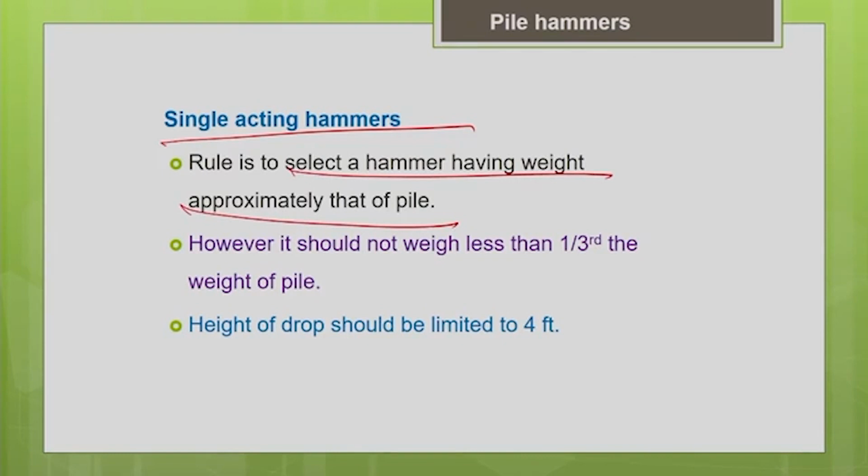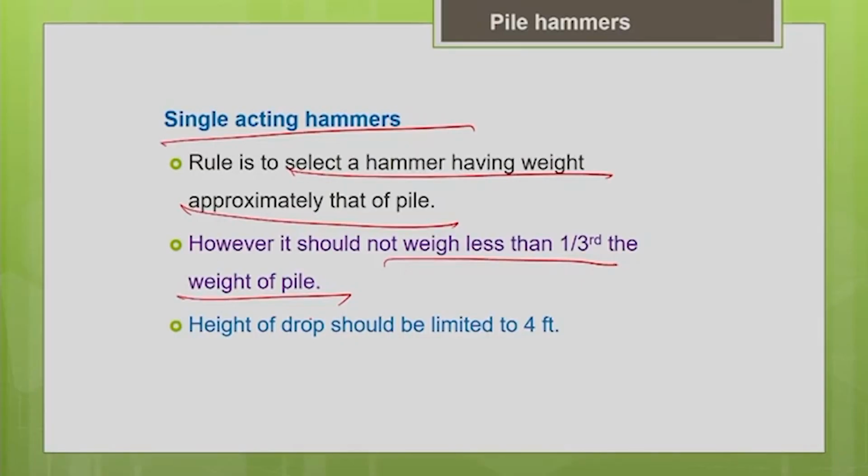But sometimes certain concrete piles are too heavy, and we do not have an equivalent size hammer in the market. In that case, the worst case, you should make sure that the hammer weight should not be less than 1/3 of the weight of the pile. So, that is a minimum requirement, and the height of the drop should be limited to 4 feet. Particularly for the concrete piles, we have to restrict the height. For the single acting hammer, it is mentioned that you should restrict it to 4 feet.